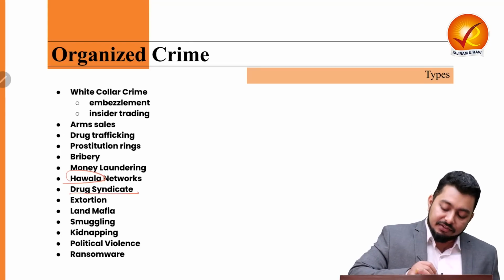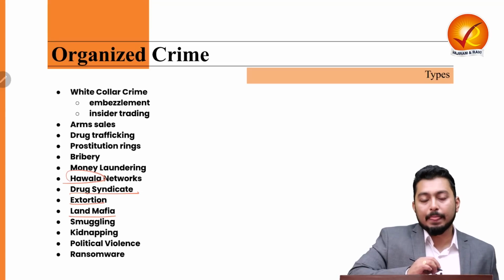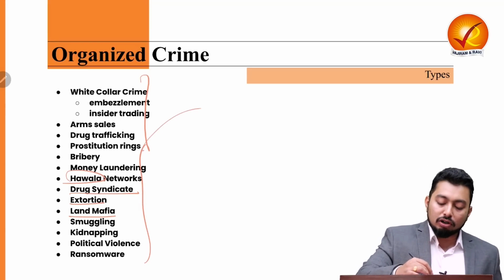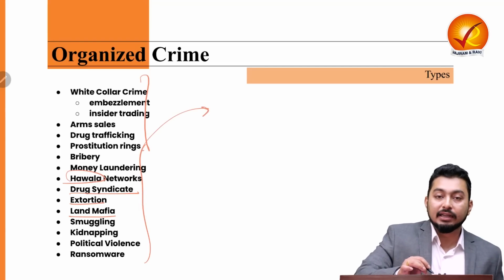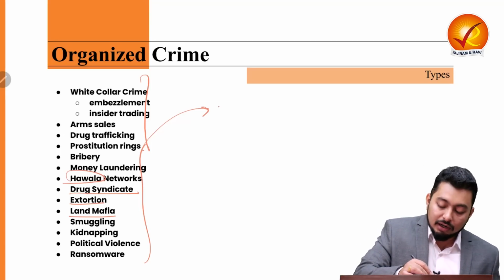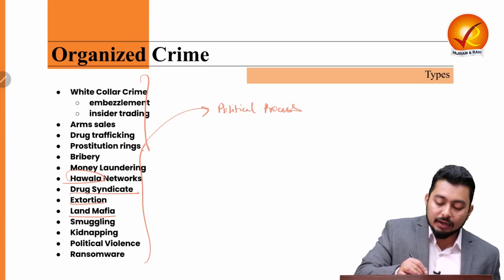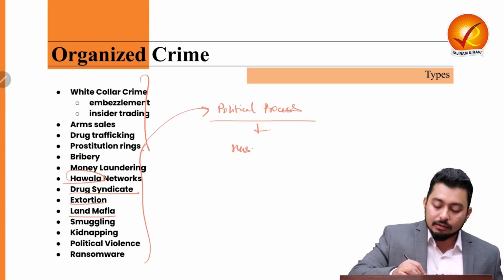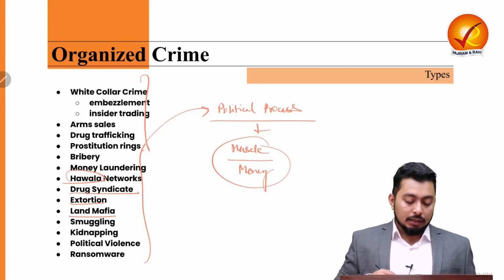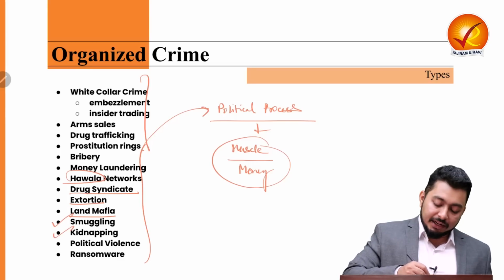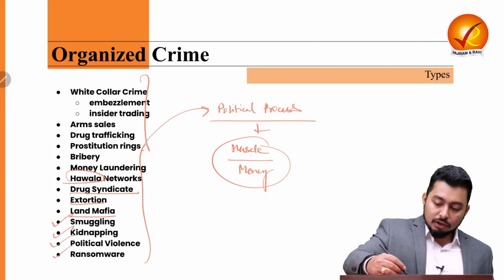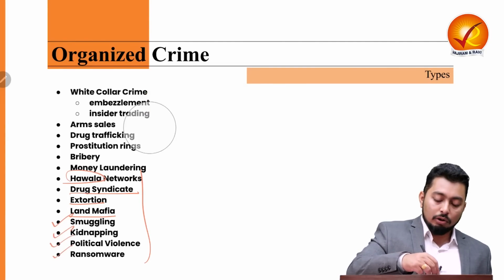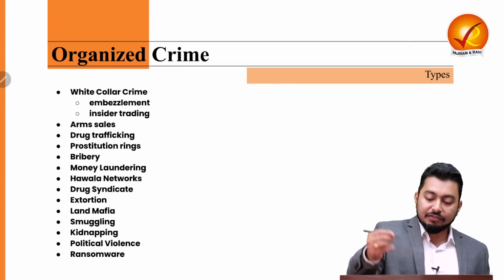Then you have drug syndicates, we have extortion, we have land mafias, and we will see that a lot of organized crime gangs and individuals are also part of the political process. And that is why the issue of criminalization of politics. That is why the use of muscle and money power in politics. Then smuggling, kidnapping, political violence, ransomware. So new forms of organized crimes are also coming, and these are more sophisticated.